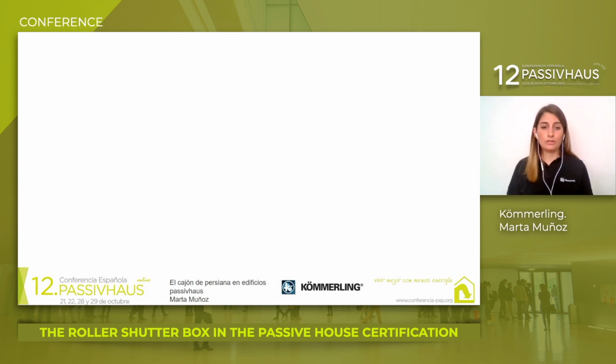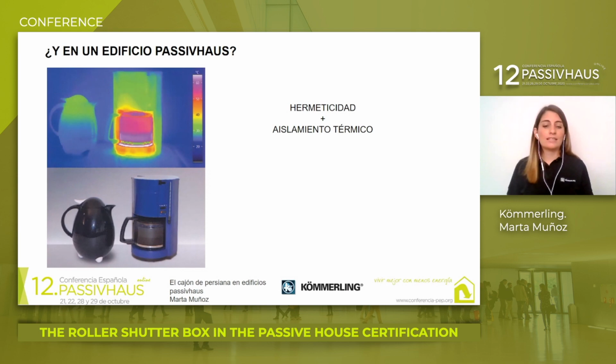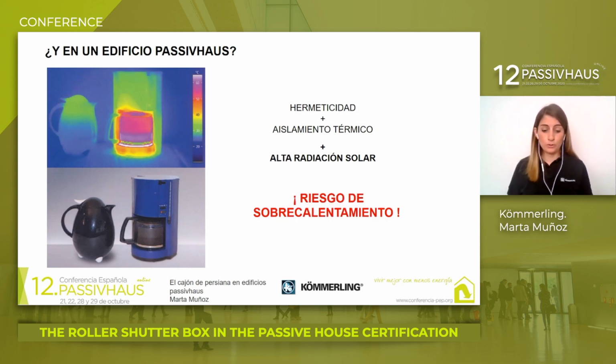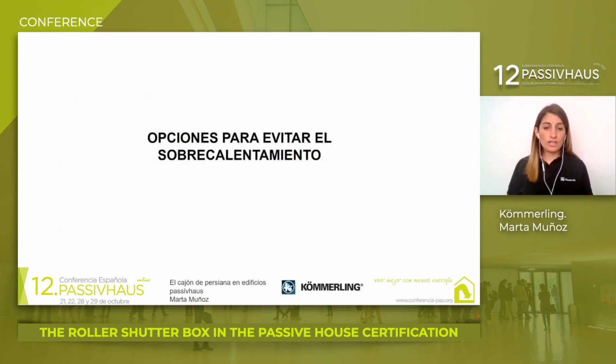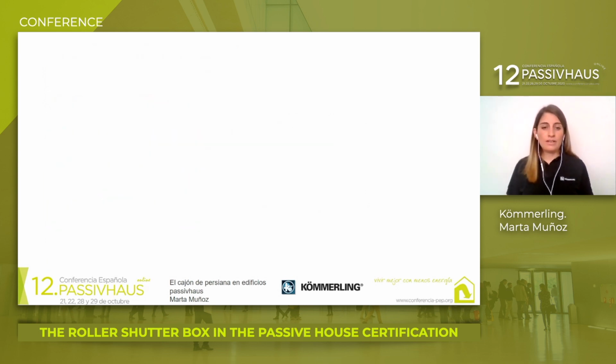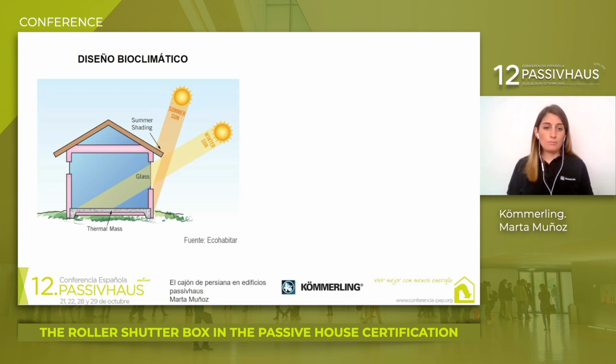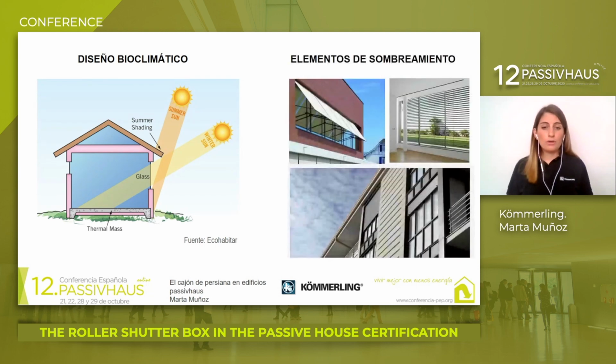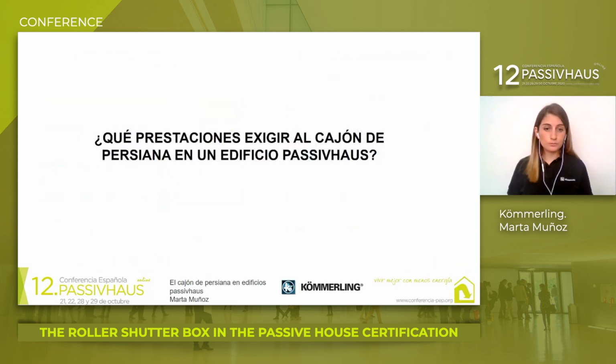So what happens in a passive house building? Well, the first thing we have to remember is that a passive house building is airtight and has high thermal insulation. And if on top of it we have high solar irradiation, we have a high risk of overheating. What options do we have to avoid this? Well, I think we all know them really, really well. First of all, bioclimatic design and also shading elements, which would be active elements. And in this case, we're going to focus on the inner roller shutter box.